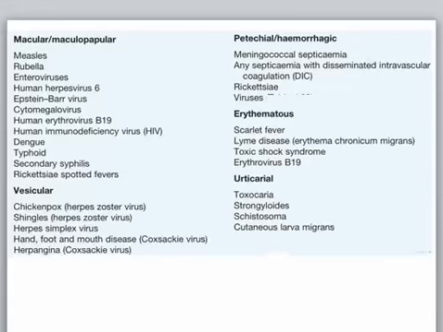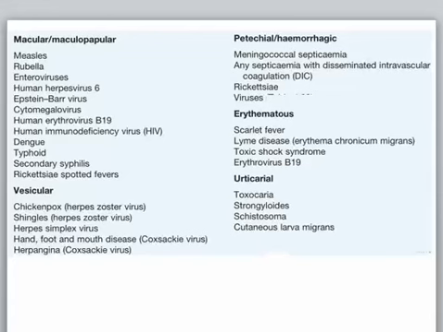Vesicular rash is seen in chickenpox, herpes zoster, shingles, herpes simplex virus, hand, foot, and mouth disease of Coxsackie virus, herpangina caused by Coxsackie virus. So, whenever you come across vesicular rash, it is most probably viral.